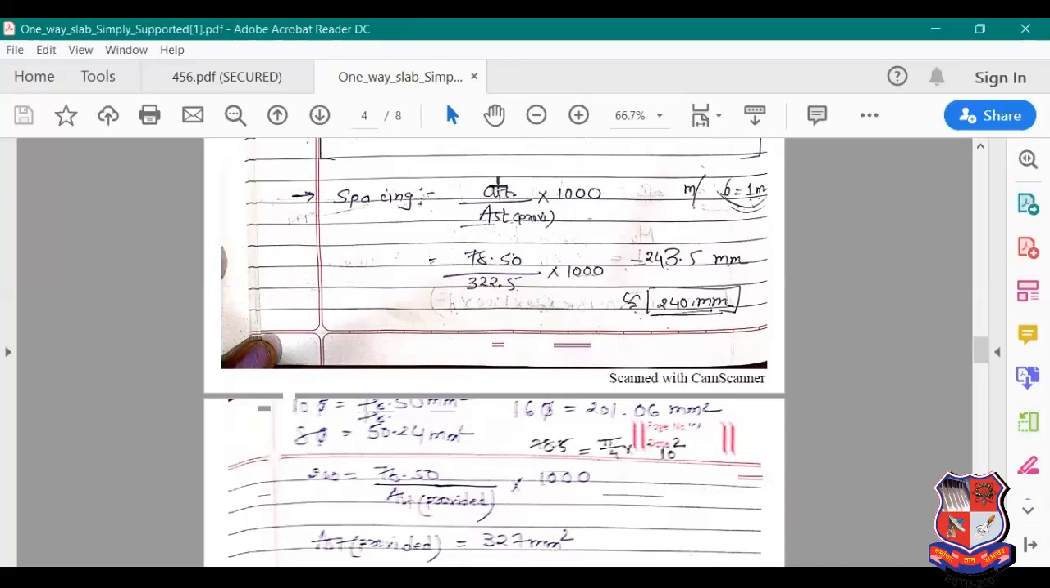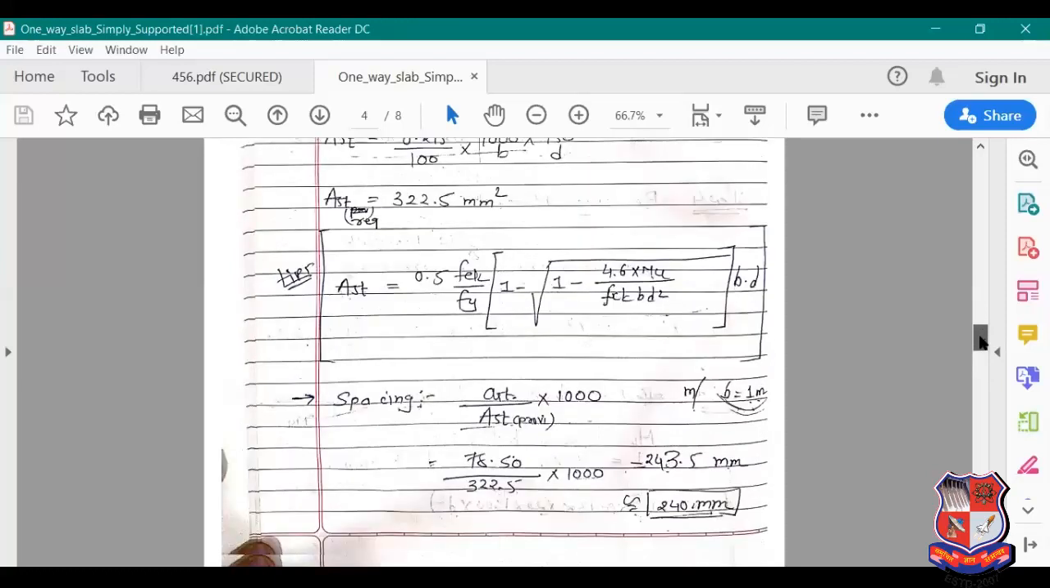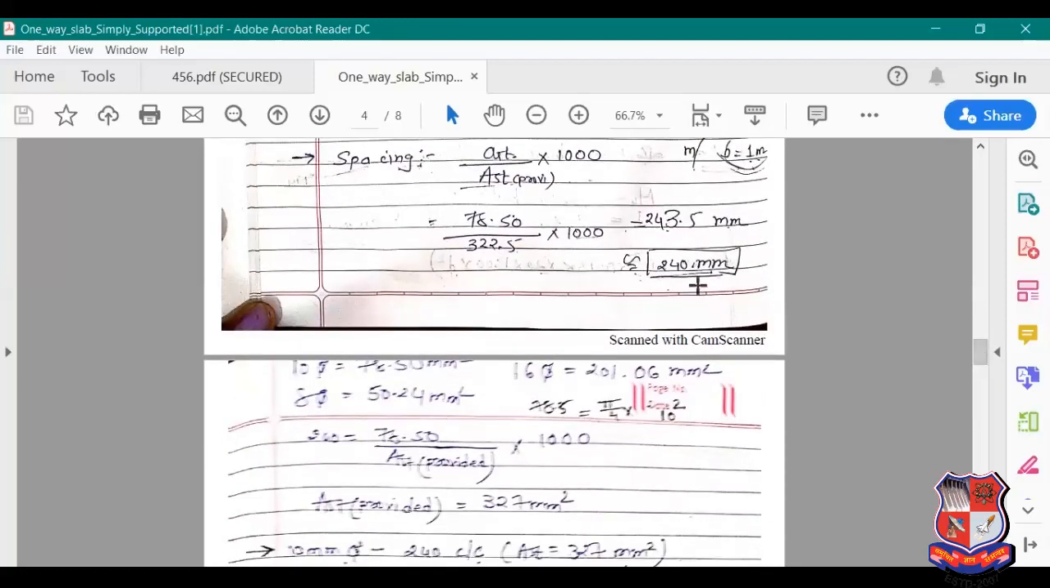So spacing is equal to capital AST upon small ast. What is small ast? Small ast is nothing but the cross section area of one bar, either it is 10 mm, 8 mm, or 16 mm. But in the first step, we have taken a 10 mm bar. So 1000 is for a meter. We have 10 mm diameter bars, and AST provided, we have provided AST as 3200 per 250 mm. So the distance between two parallel bars would be 240 mm.